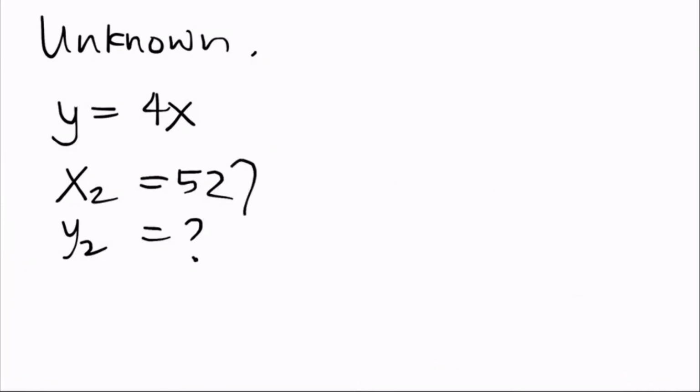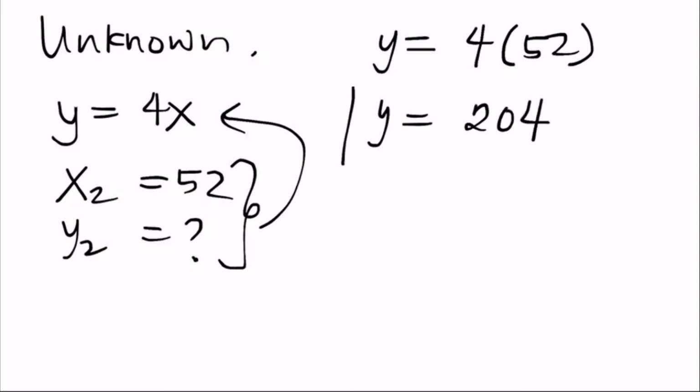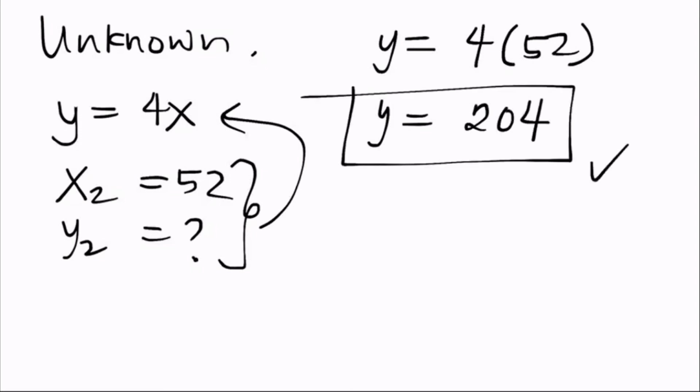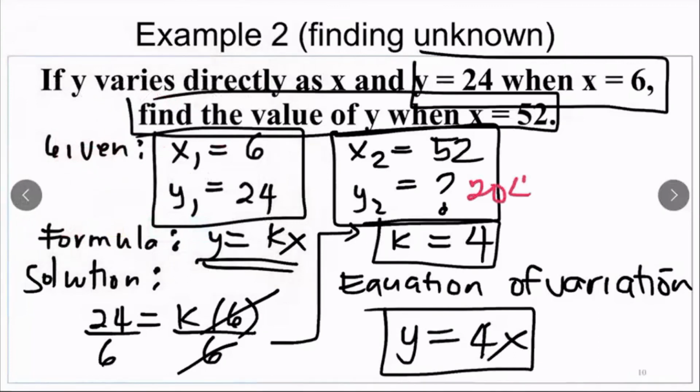Substituting this given to our equation of variation, it will become y is equivalent to 4 multiplied by 52. Next, y is equivalent to 4 multiplied by 52, which is 208. Therefore, our y is 208. Now, let's check if our answers are correct. So let us just write it down. Y sub 2 is 208.